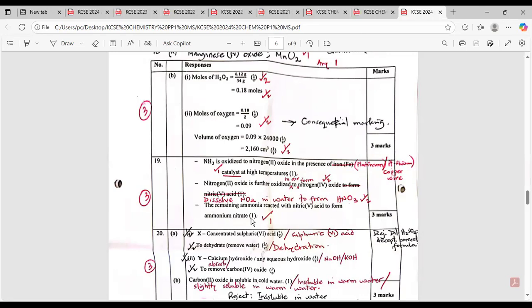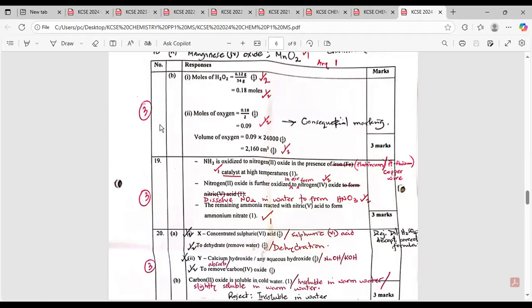So that is how the question was tricky. Why was it that tricky? Because we were told to start with ammonia only as the only nitrogen containing compound. So you were just to use ammonia only. So it was the responsibility of the student to prepare nitric 5 acid first. Then after preparing the nitric 5 acid, you react it with ammonia.